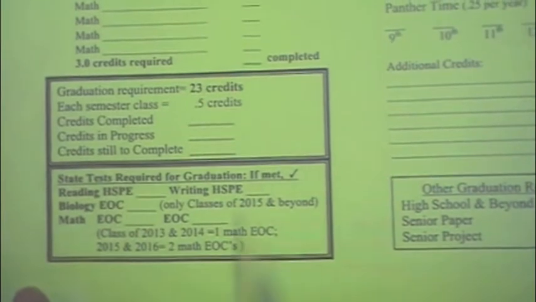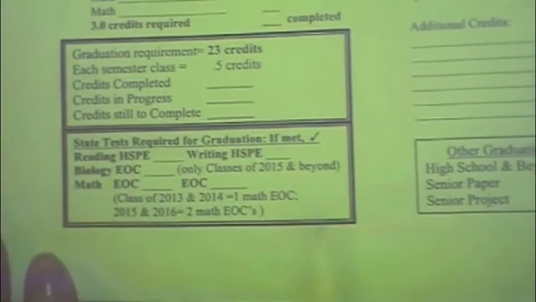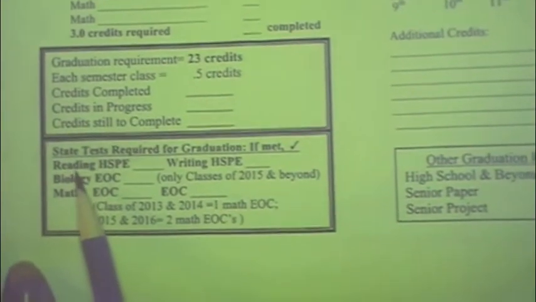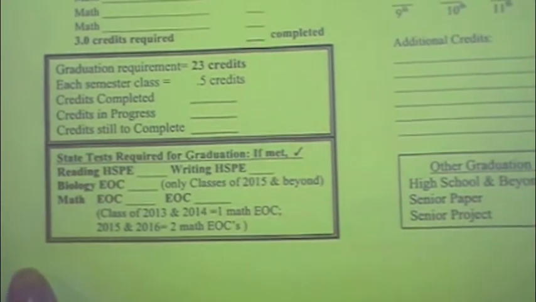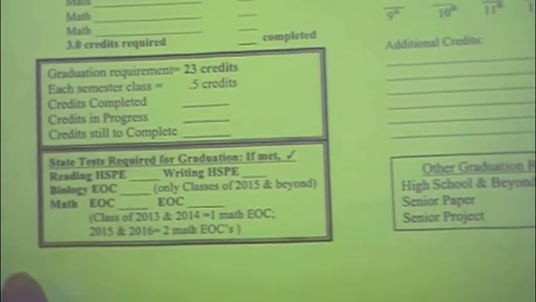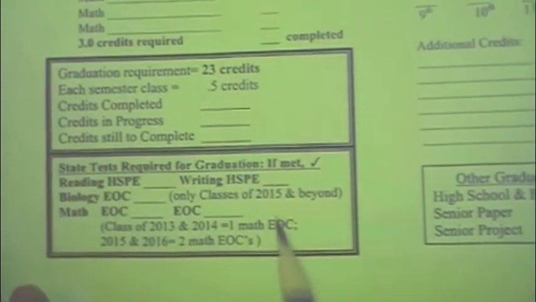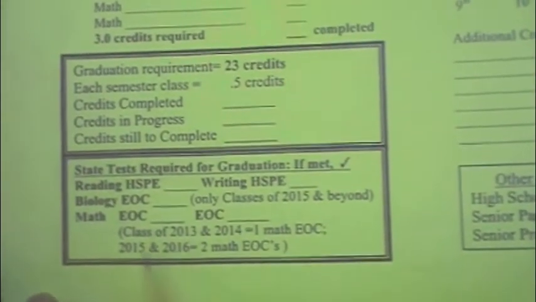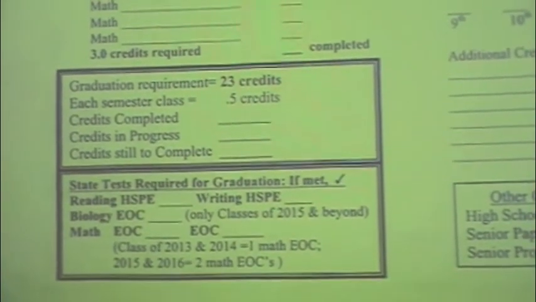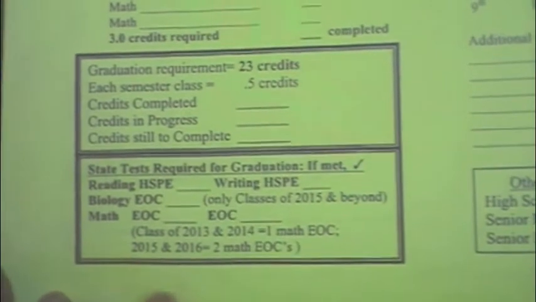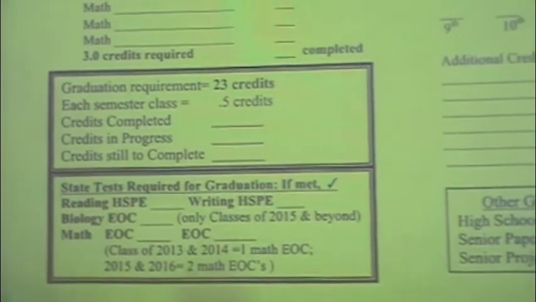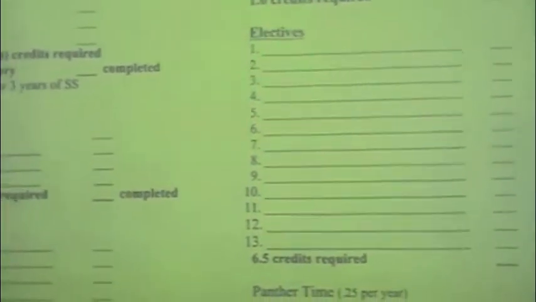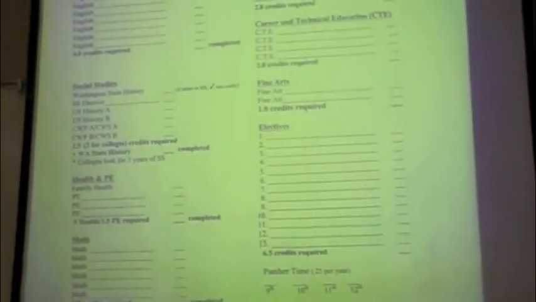State tests required for graduation. If met, check. So you put a check mark in it if you've met it. So all students, regardless of your grade level, have to pass the reading and the writing HSAP tests. The biology EOC is just for the classes of 2015 and beyond. So 2015, 2016, 2017. The math EOC, if you're the class of 2013 and 2014, you only have to meet 1. If you're in the math class, graduating class of 2015 and 2016, you have to have 2 math EOCs. So again, this is where we're tracking our information so that you know what have I met, what do I still need to meet, and what will I do with all this stuff when I go to forecast.